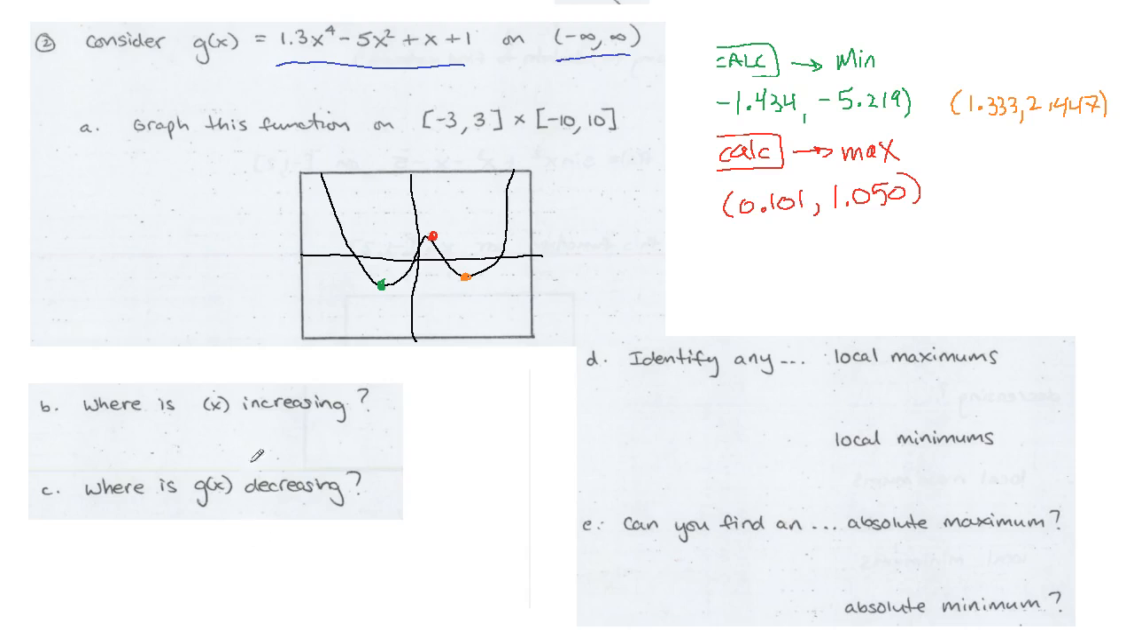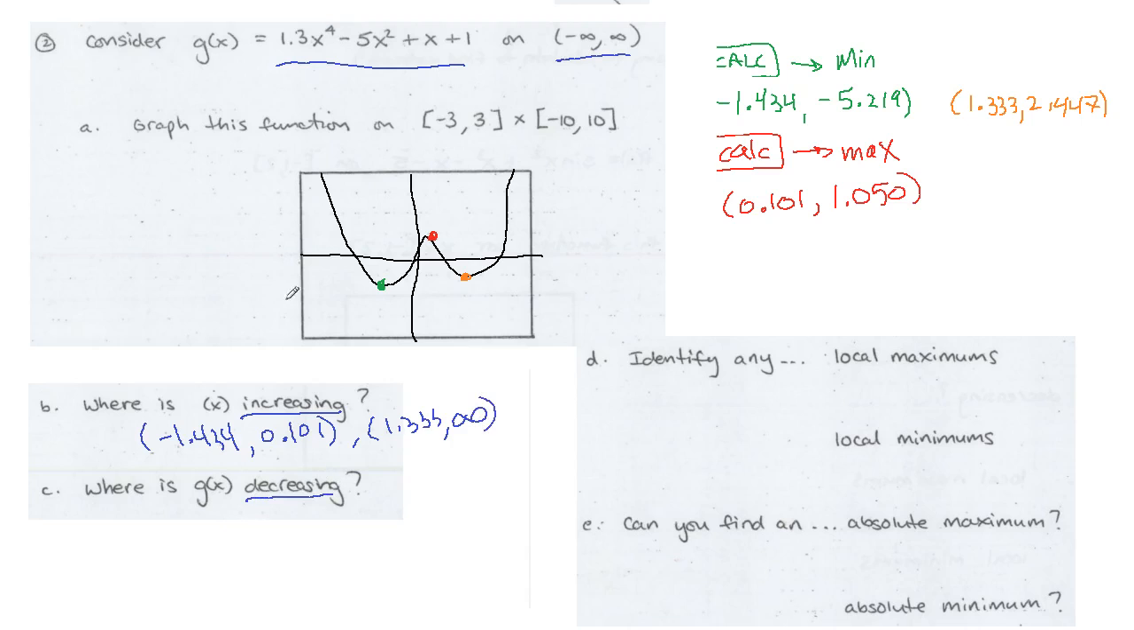So the first two questions now, where is it increasing and decreasing? Not a trick question. We do want to mention that when we talk about the interval of increase, we want to talk about the x values for which the y values are increasing. So the function increases from the green point to the red point. That would be when x is negative 1.434, this guy's x value, up to this guy's x value, which is 0.101. The function increases again in this interval, from this orange guy's x value, which is 1.333, up to forever, so to infinity.